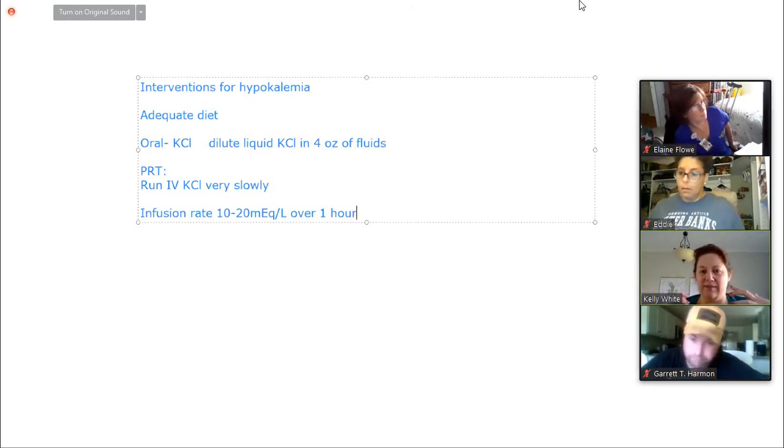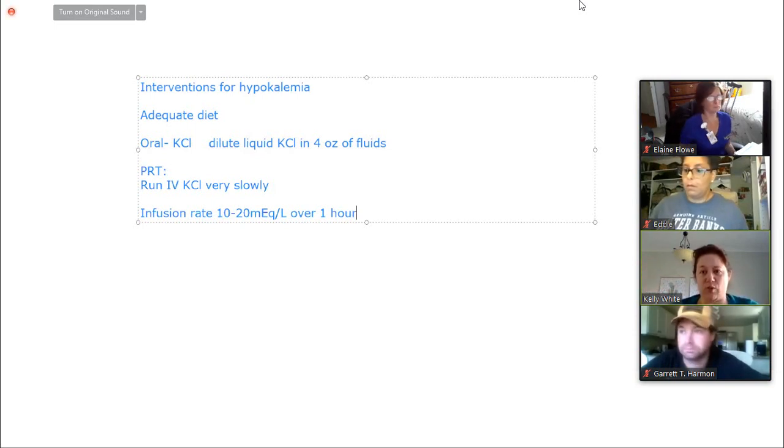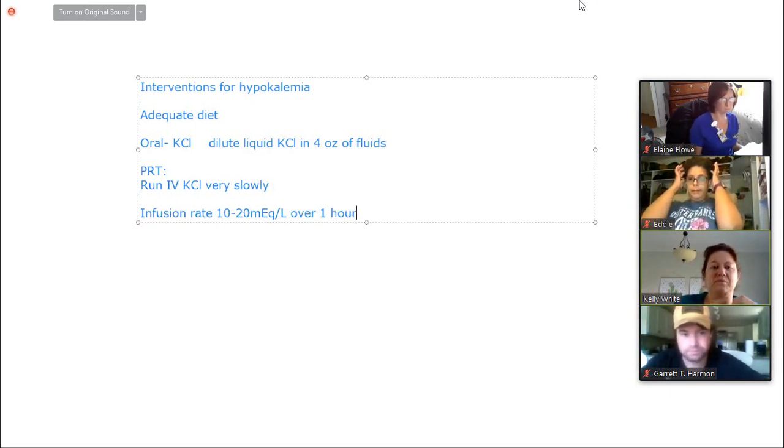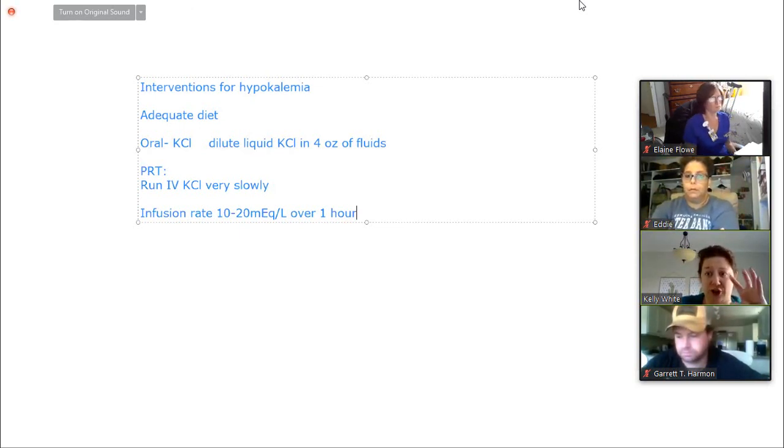However, in med-surg floors, they come in little 20 ml bags that we can give over an hour, okay? You do not want to infuse it any faster than that because you're going to cause your heart to go wonky and crazy, okay? So we want to run it at 10 to 20 an hour.